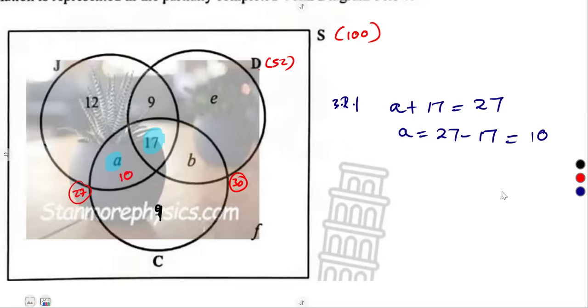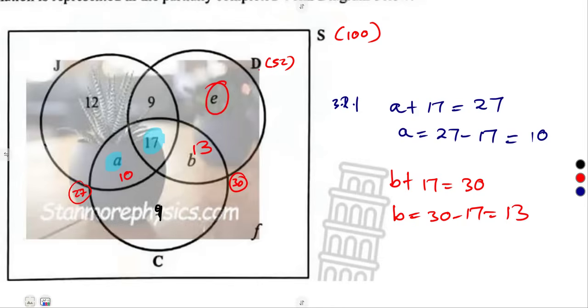The same with the B. Remember I told about this, Durban and Cape Town, which is what? 30. That is the 30 that we see here. The 30, it covers these two. So if I add B and 17, I'm supposed to obtain a 30. So from there I can obtain B. 30 minus what? 17. That was going to give us 13. So B here is 13.